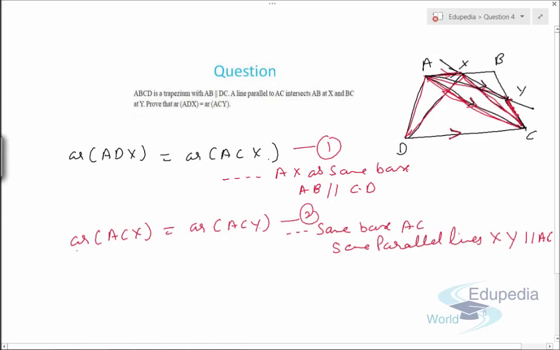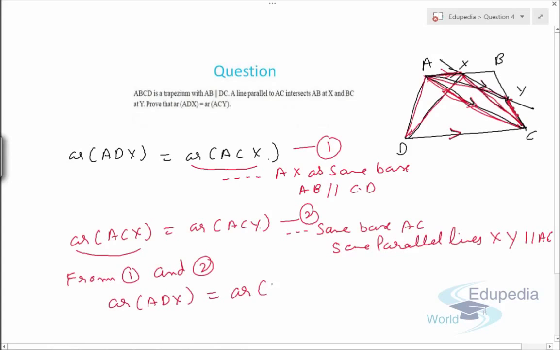You can see properly that in these two equations, area of ACX is common. So from 1 and 2, we can write that area of ADX is equal to area of ACY. So this is how we can prove these types of questions.